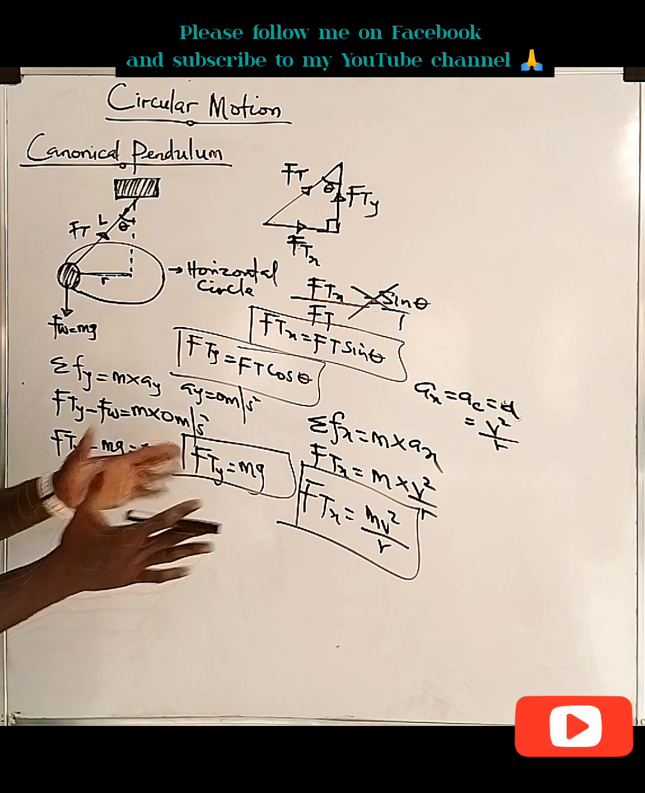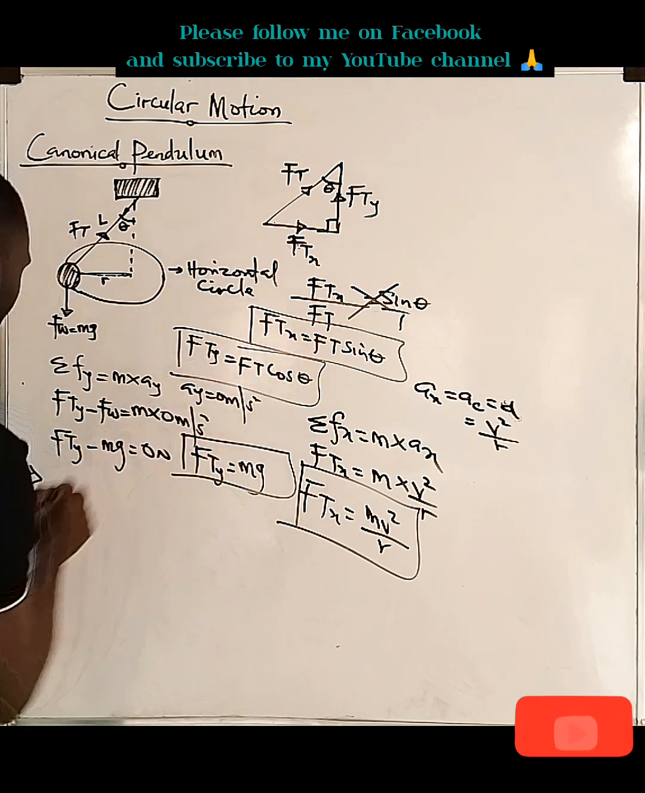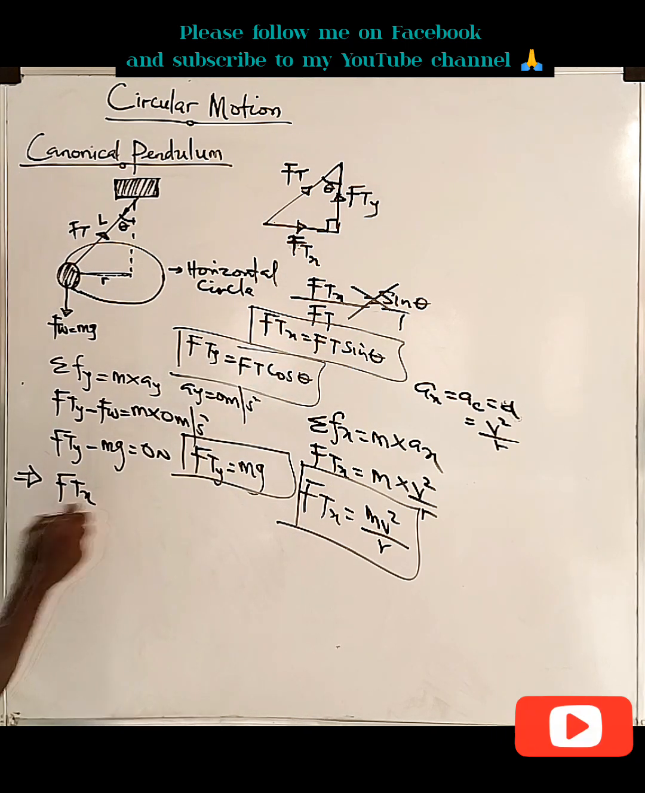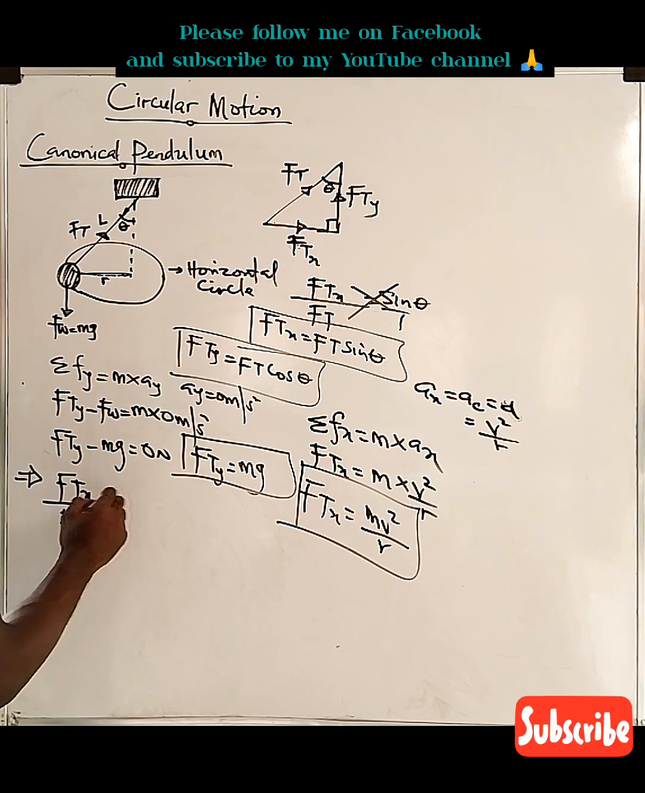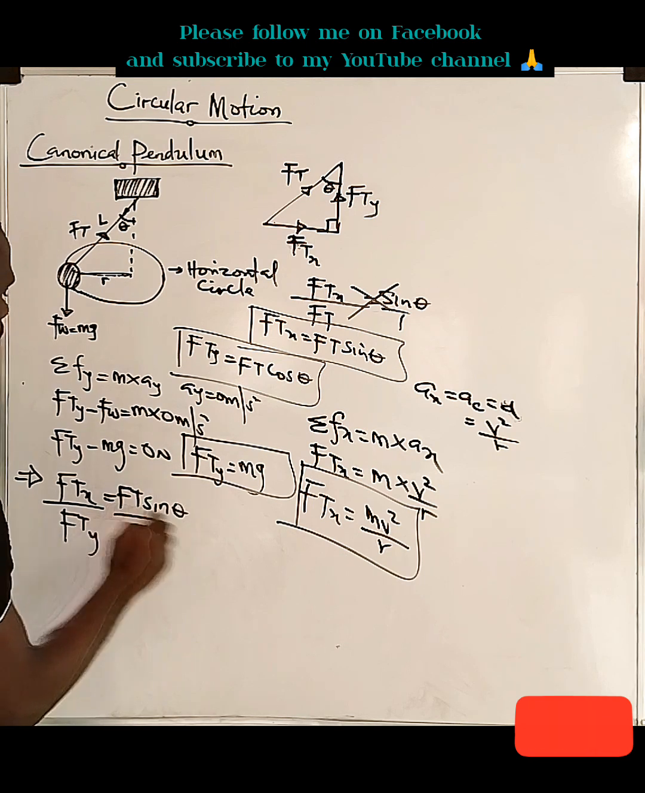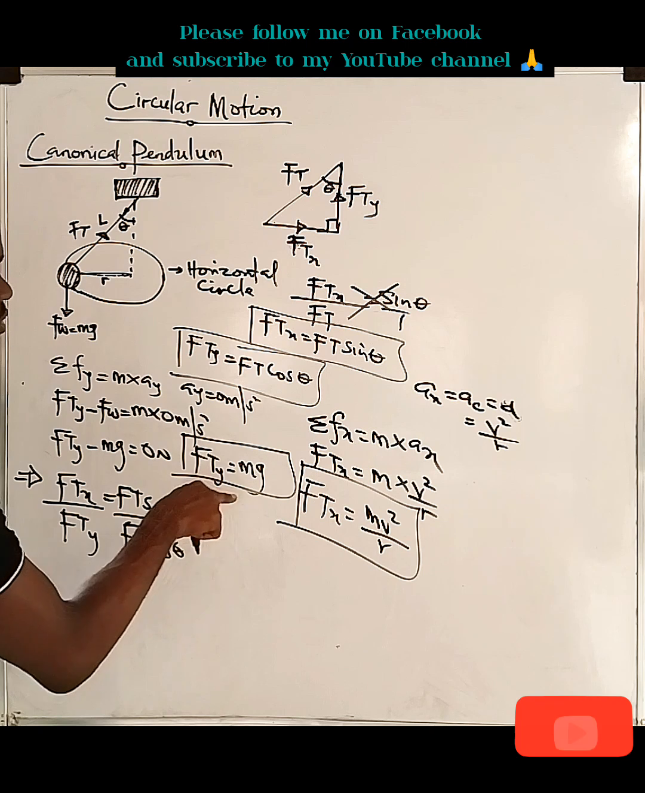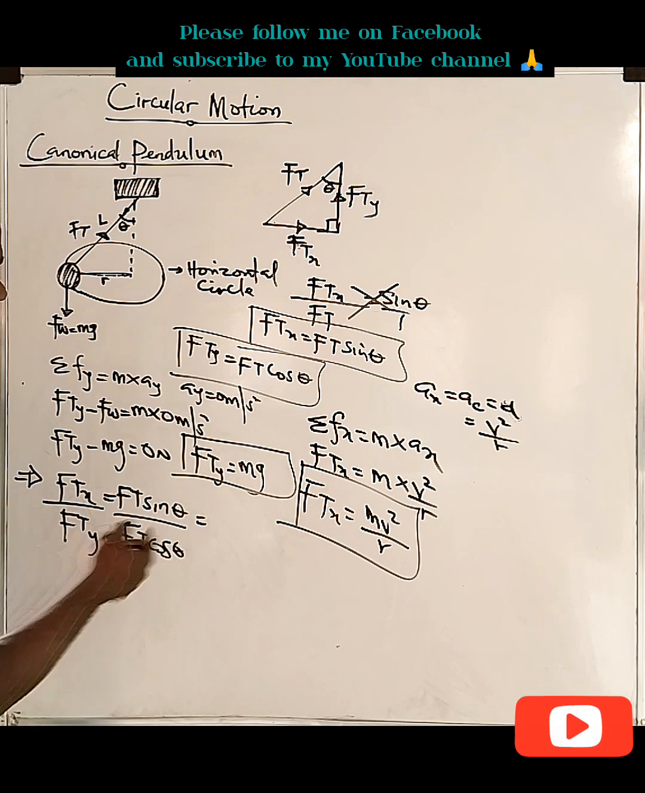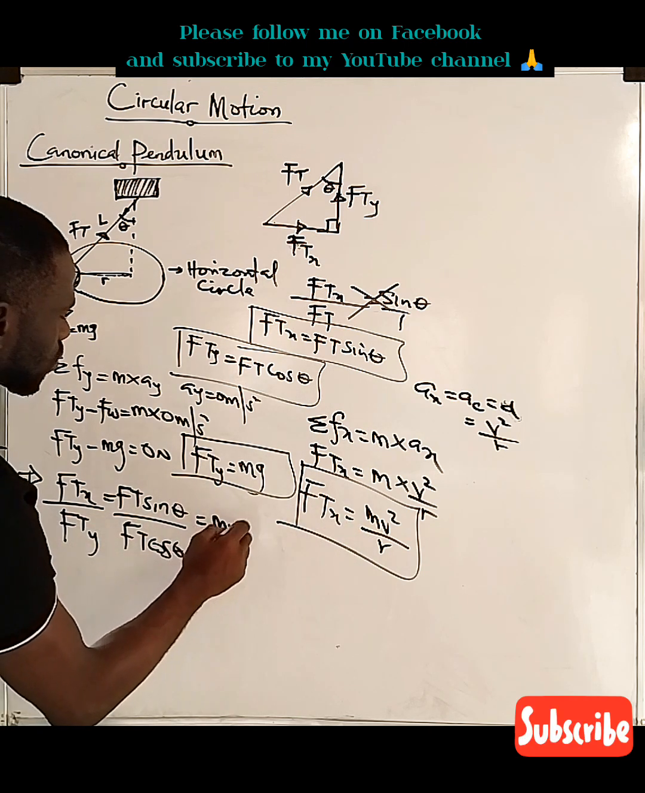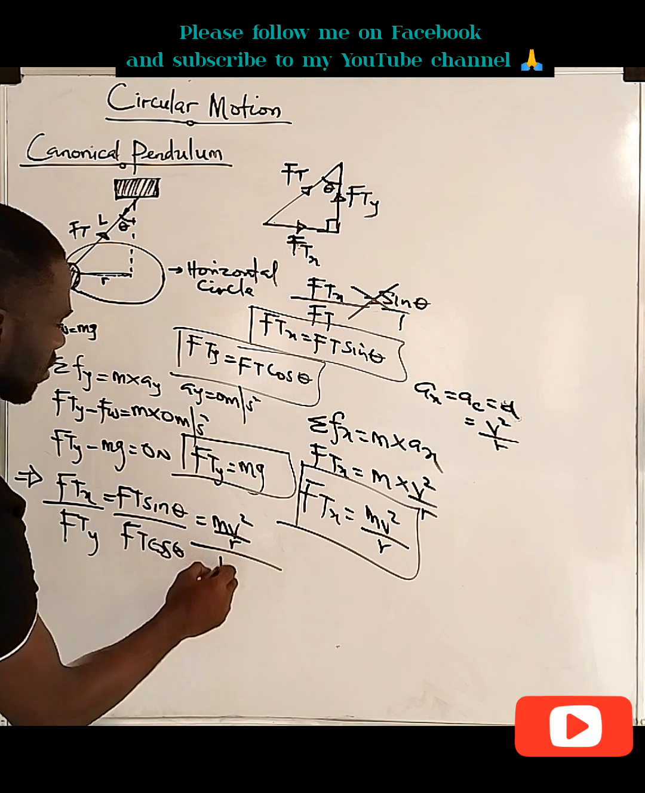So what we do next, we're going to bring them together, we're going to integrate them. So what do we have? Ft, the tensional force along the x-axis, over the tensional force along the y-axis. You know what it is? That is Ft sine theta over Ft cos theta, which is equal to, what do we have? Ftx is also mv squared over r, over the other one, just mg.